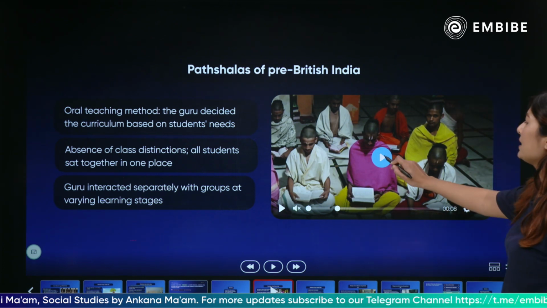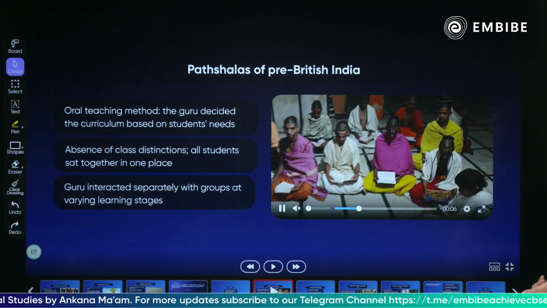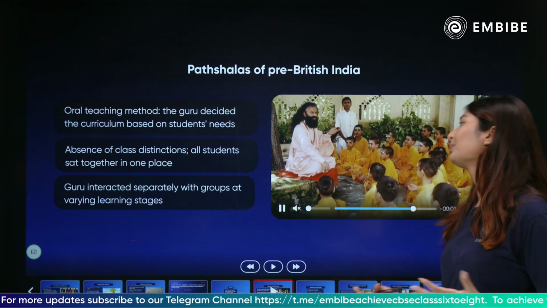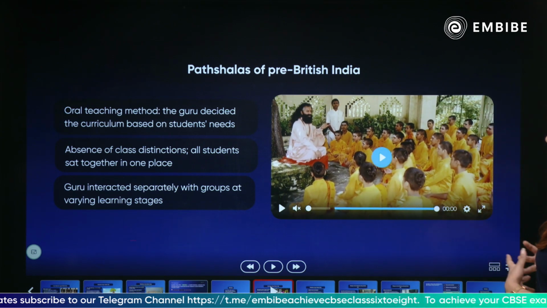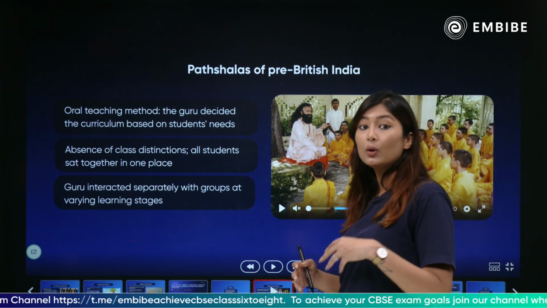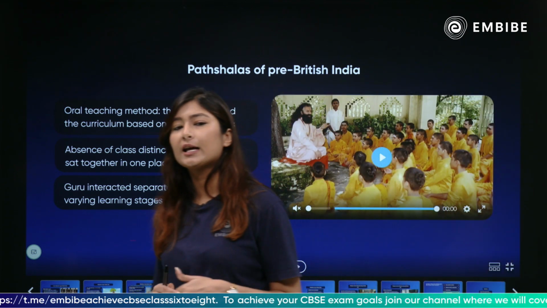मल्टीपल रीजंस थे उसके पीछे. लैक ऑफ मनी हो सकता है, ज़्यादा से ज़्यादा लोगों तक रीच बढ़ाने का पर्पस हो सकता है. It could be anything. Now, the oral teaching method was one of the ways in which the teaching was done. If you talk about how the teaching commenced, पढ़ाया कैसे जाता था?